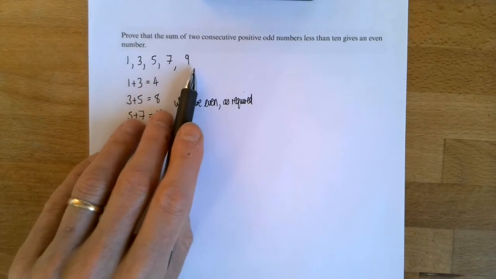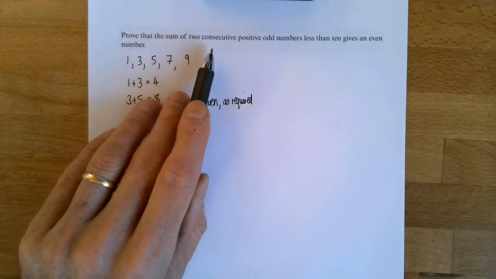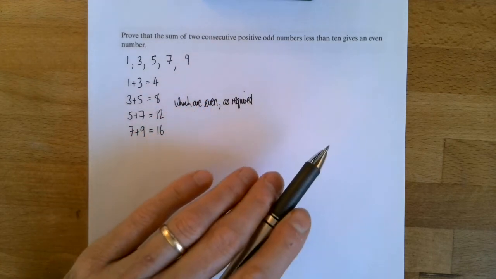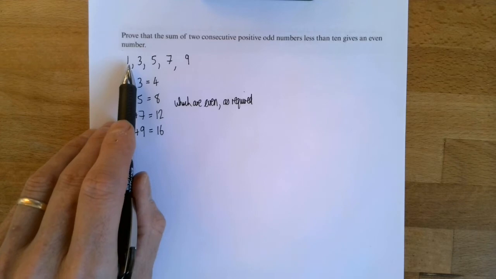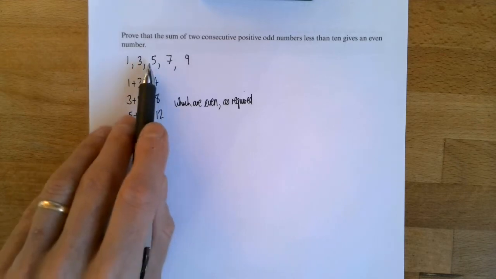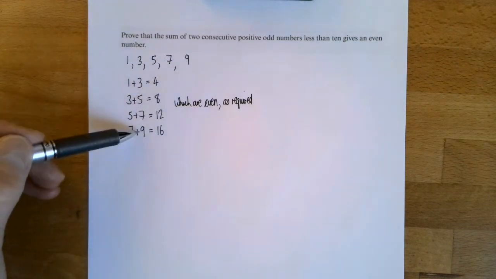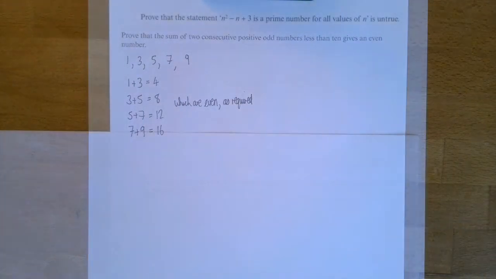Well, there's only 5 of those, and we've got to show the sum of 2 consecutive positive odd numbers less than 10 is always an even number. So, well, there's only 4 sums I can do. I could do 1 plus 3, 3 plus 5, 5 plus 7, 7 plus 9. All of those give an even answer. So that was it. That was all I had to do. So that was quite an easy proof by exhaustion question.